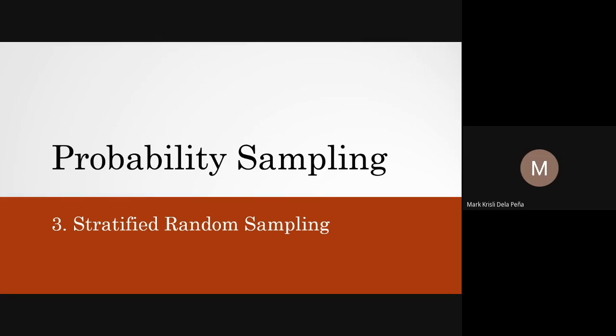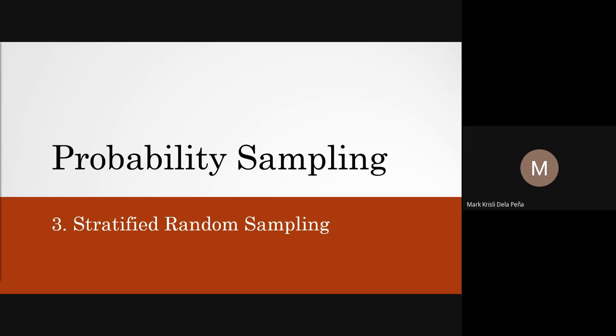Good day. We are now on our third method in probability sampling. The first one we discussed was simple random sampling, which consists of lottery and simple random number. We have also discussed the second method, which is systematic sampling, wherein we use a formula f of p is equal to s plus k times p to generate our respondents or members.